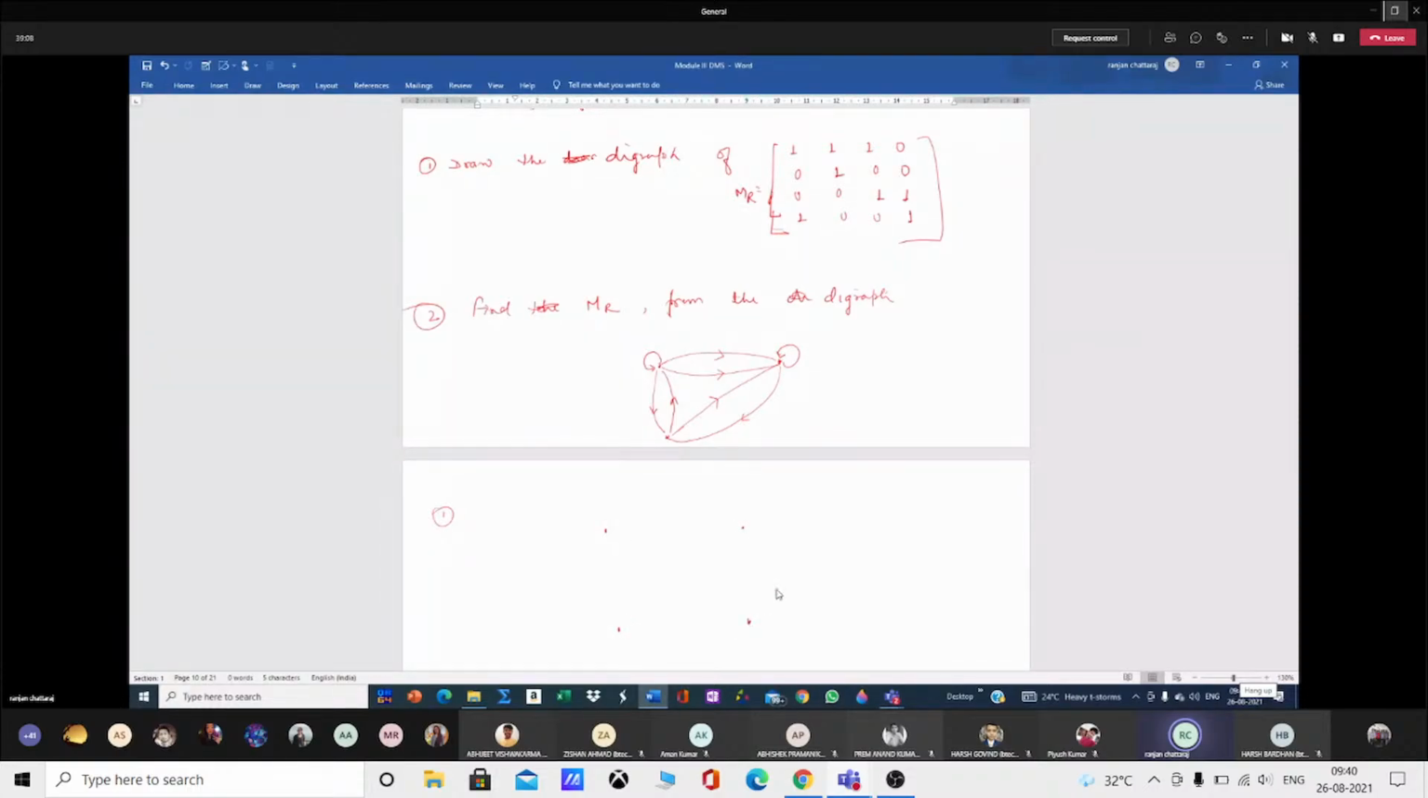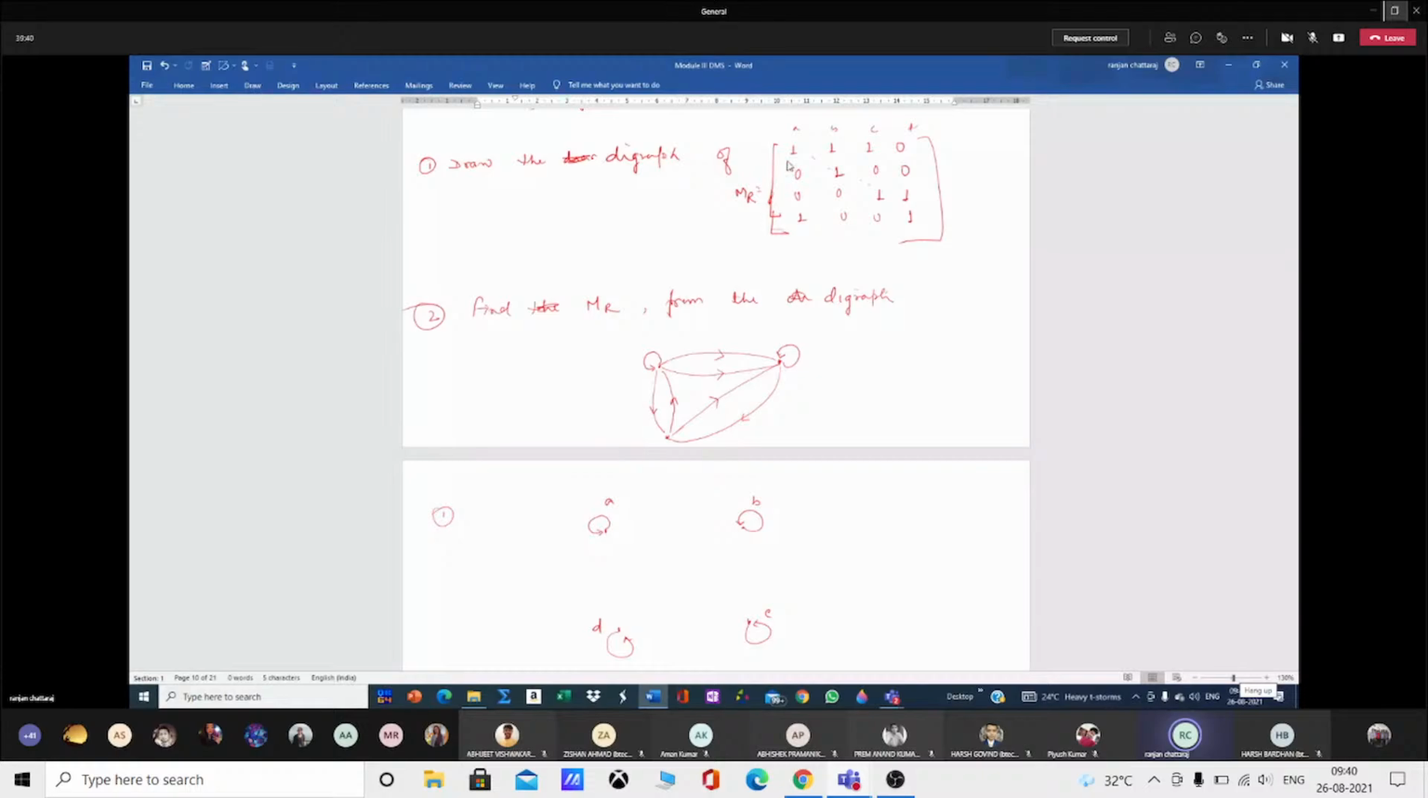From this matrix, we see that the diagonal elements are 1. So all nodes have loops. Suppose we give the names A, B, this is C, and this is D. So A, B, C, D. Now all the diagonal entries are 1. That means it is reflexive.